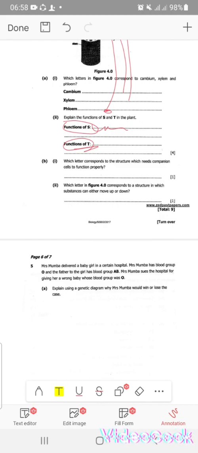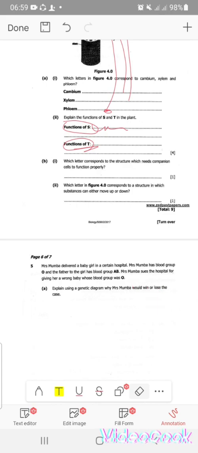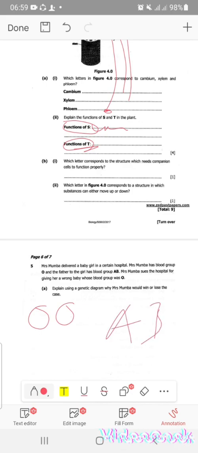So you need to draw the genetic diagram for you to conclude whether Mrs. Mumba would lose the case or would win the case. So draw the genetic diagram first. To draw the genetic diagram, we need to know what is supposed to be there. One, you need to know the alleles which are used for blood groups. So for blood group O, we use these alleles. Then for blood group AB, it is just like that.